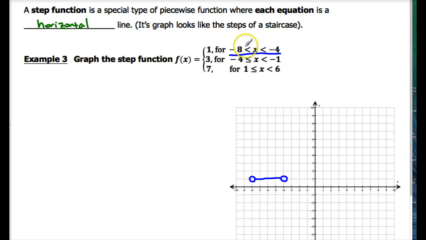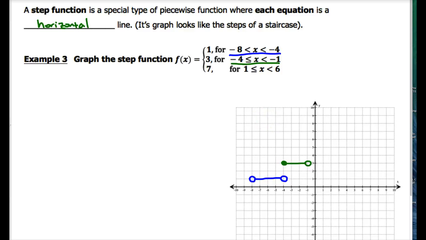My middle piece, f of x equals 3 for x values between negative 4 and negative 1. So I'm going to go up to a y value of 3, okay, this imaginary horizontal line right here. I'm going to start at negative 4. This time it's a less than or equal to sign, so I'm going to put a solid dot there, okay, at negative 4, again on the y value of 3. Okay, so solid dot right here, hollow dot on negative 1, and connect those two points.